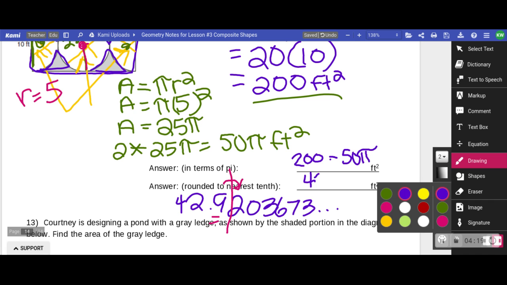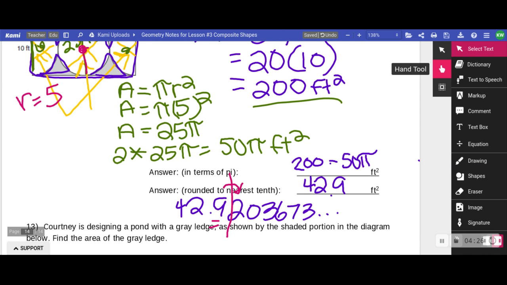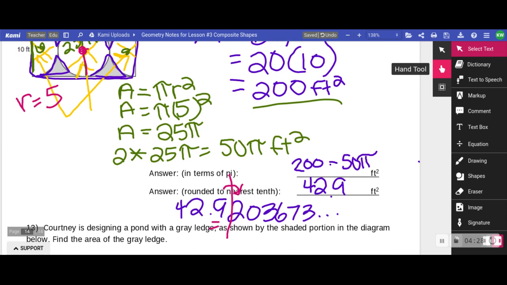So my answer is going to be... and that's a good thing for him to know when he's doing his gardening, because he's going to need to buy wood chips, and he knows that he needs to buy enough wood chips to cover 42.9 square feet of his land.